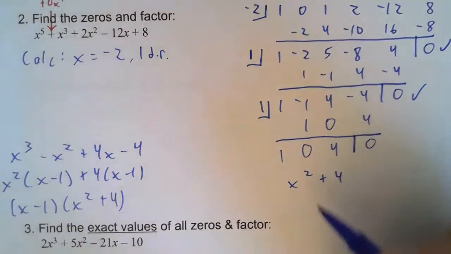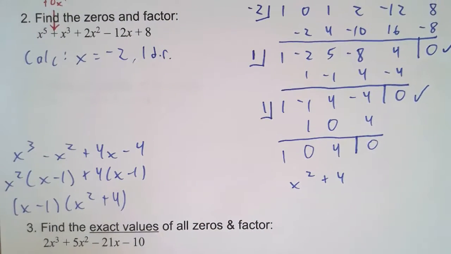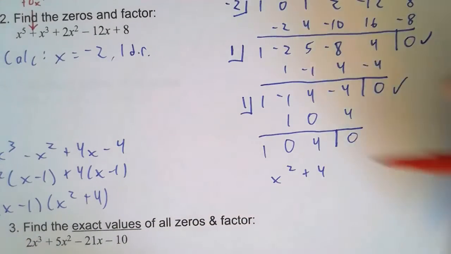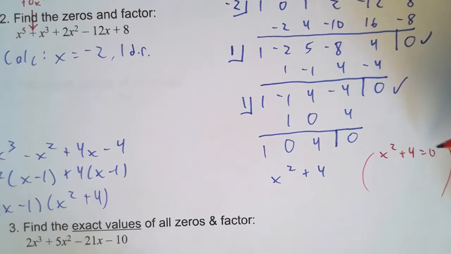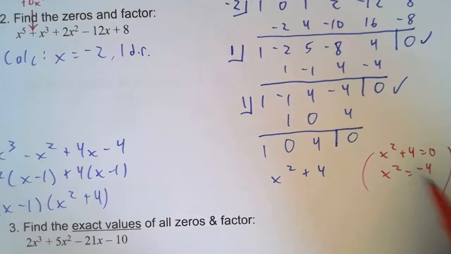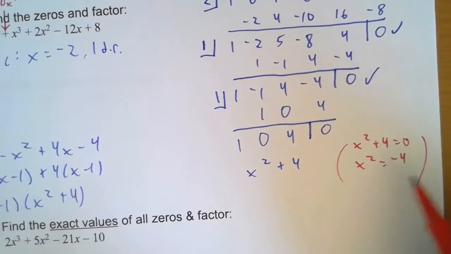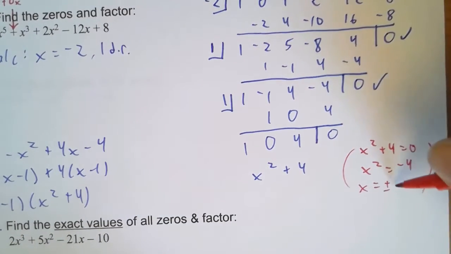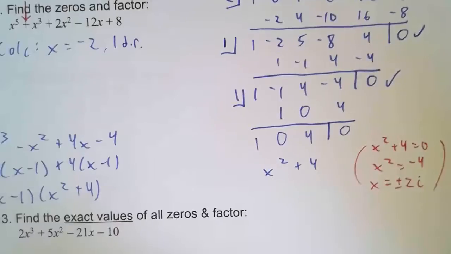This is normally our goal to be able to get it down to this quadratic here, right? And so I can see that there aren't any more zeros. If I tried to solve this here, I'd have x squared plus 4 equals 0, x squared equals negative 4, and then trying to square root that, square root of a negative, of course, is imaginary, right? So I'd have plus or minus, that would be 2i.